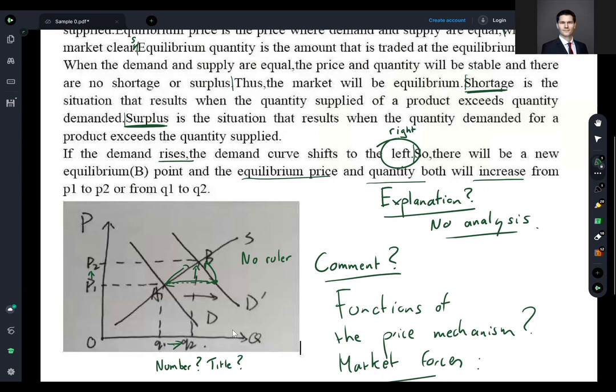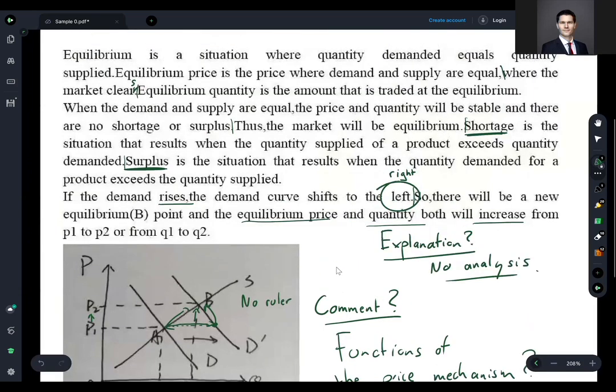The higher price will encourage sellers to supply more. That's the incentive function of the price mechanism. The higher price will reduce the quantity demanded. That's the rationing function of the price mechanism. And overall, the combination of those market forces will lead to equilibrium B. Something like that. It's not extremely detailed, but at least it's a good analysis that makes reference to the price mechanism and to its various functions.